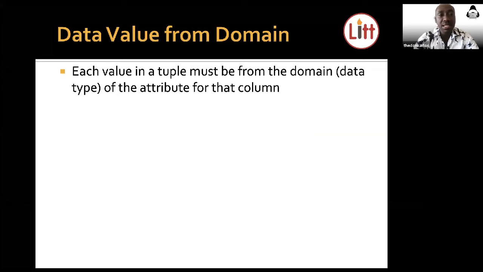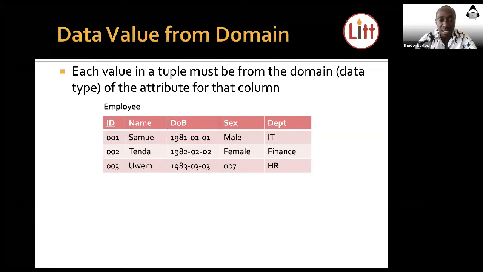Then we talk about the data value from a particular domain. So each value in a tuple must be from the domain of the attribute for that column, or it must be from a particular type of data. So when you're defining the attribute, you need to specify what kind of data it's supposed to store. So whatever value you place there should correspond with the data type that you specified for it.